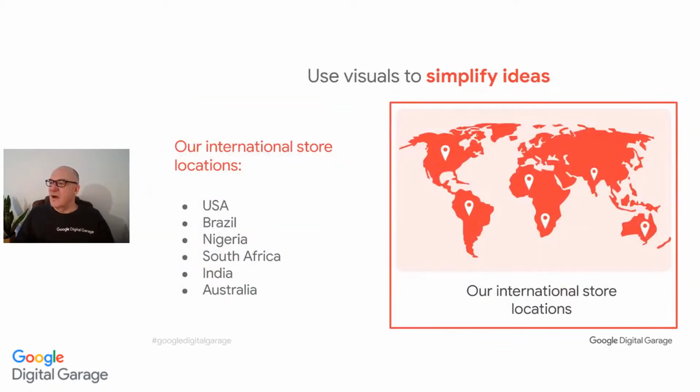Use visuals to simplify ideas. Visuals aid comprehension, so we can use bar charts. They're really good for helping people to use data to make comparisons, as we saw in a couple of the examples. Maps are really good, as you can see here, in terms of place-based information. You've got those pins in the map, a bit like Google Maps, showing you where the USA, Brazil, Nigeria, South Africa, India, and Australia actually are. And again, it helps you draw the eye to the pins and understand, from our knowledge of the world, where we need to go if we're looking for an international store.